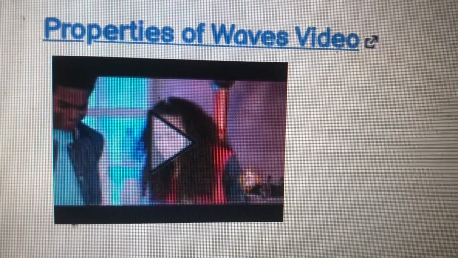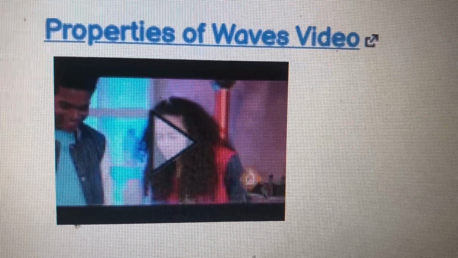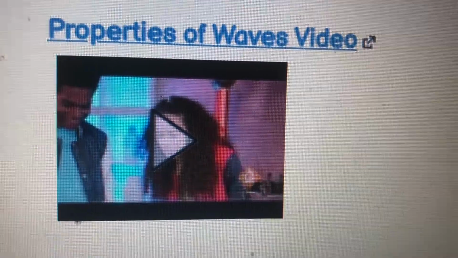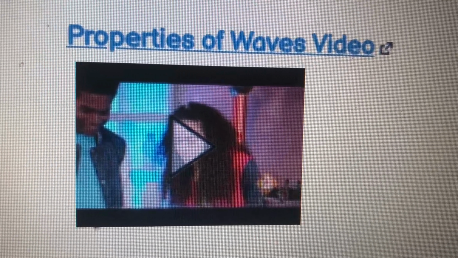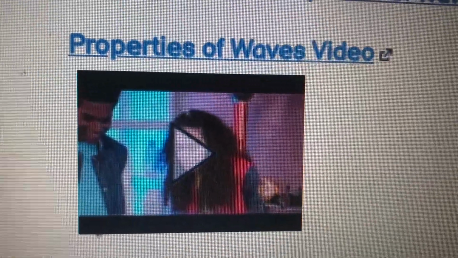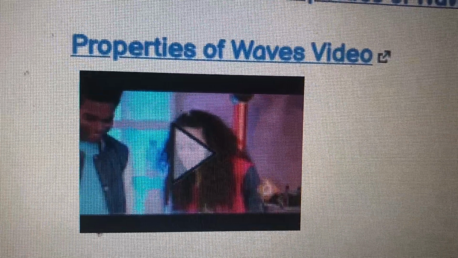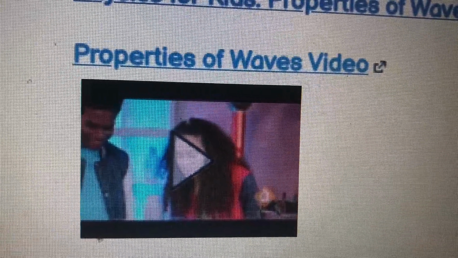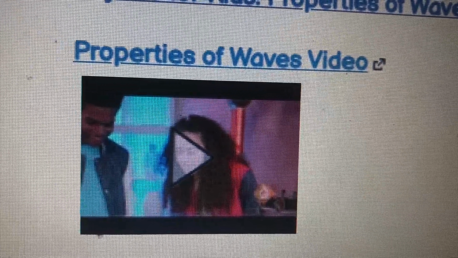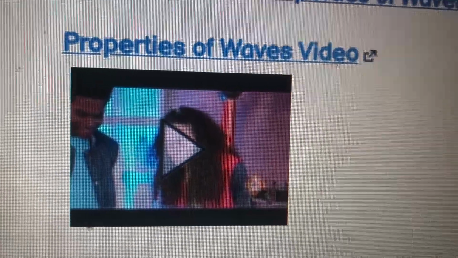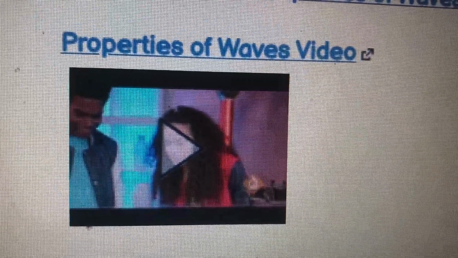Now I want you to click on this link for a video. It's called Properties of Waves Video. Okay? Because not only do we need to be able to explain what a wave is, but just like a flower has petals and it has the colors and it has the size, we need to also explain the properties of waves. Okay? So we know what a wave is, but what are some components of a wave? What are the properties of the wave? And this video is going to show us, okay?